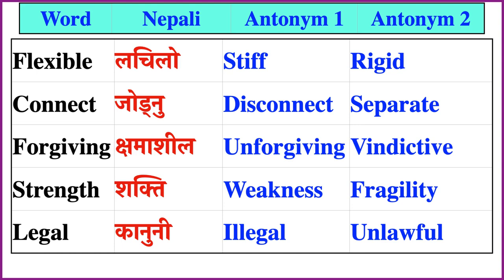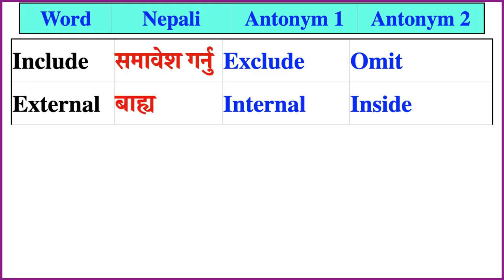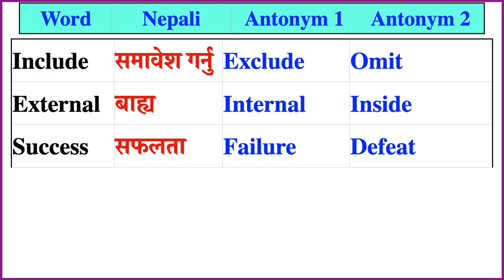Include भनेको समावेश गर्नु. Antonyms are exclude and omit. External भनेको बाह्य. And then its antonyms are internal and inside. Success भनेको सफलता.